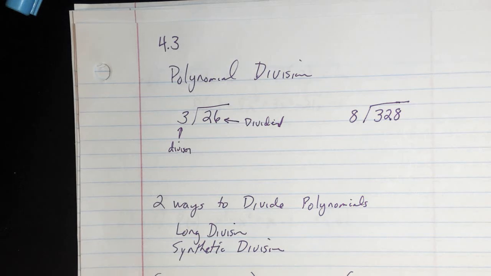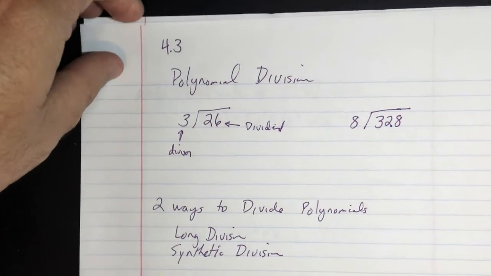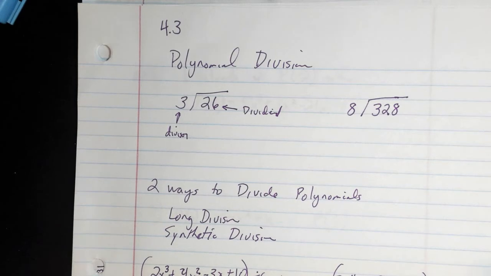Alright, so we are now going to start 4.3, and I am cutting a little bit out of it. This big chunk of 4.3 starts us off with polynomial division.